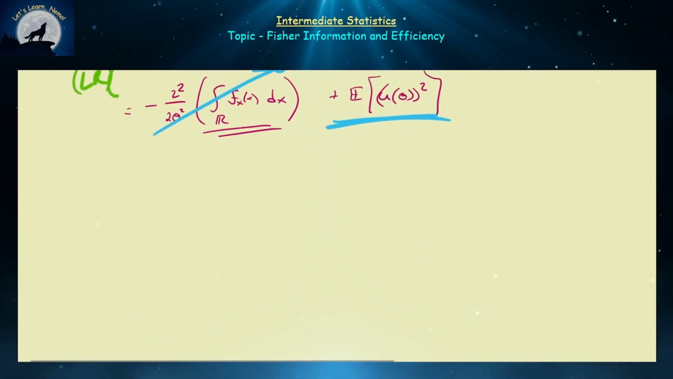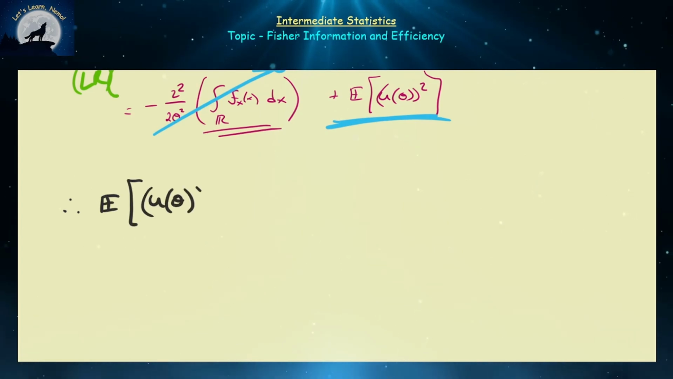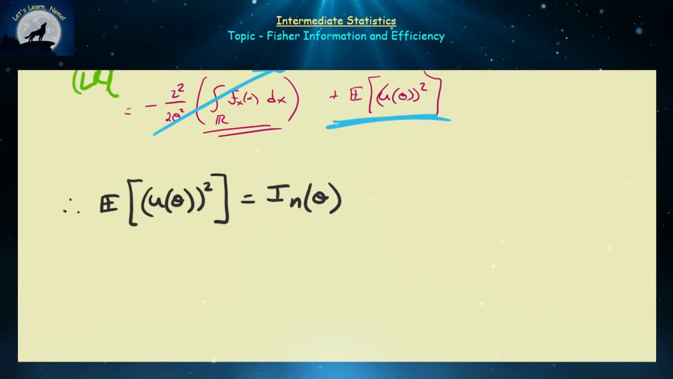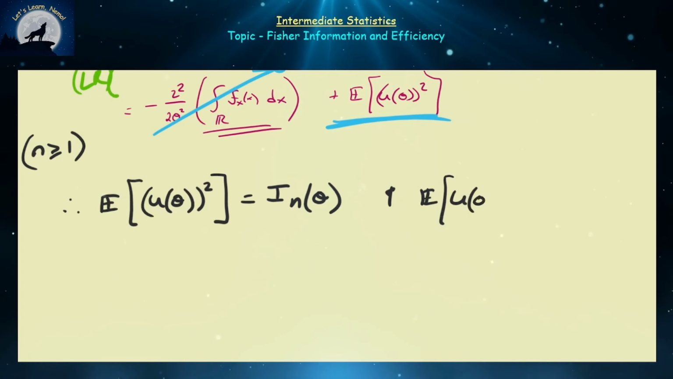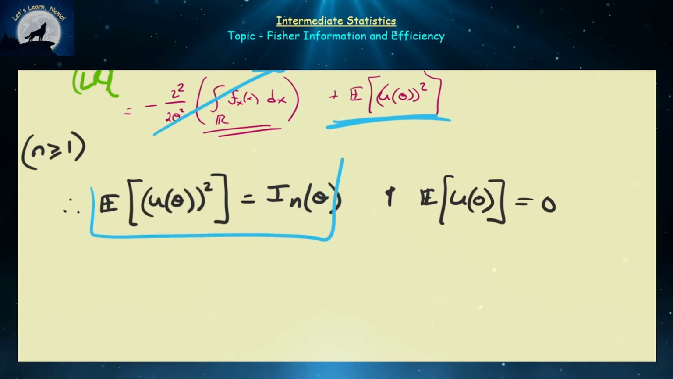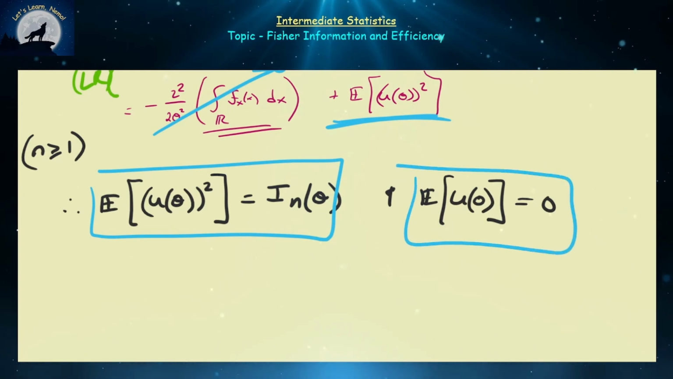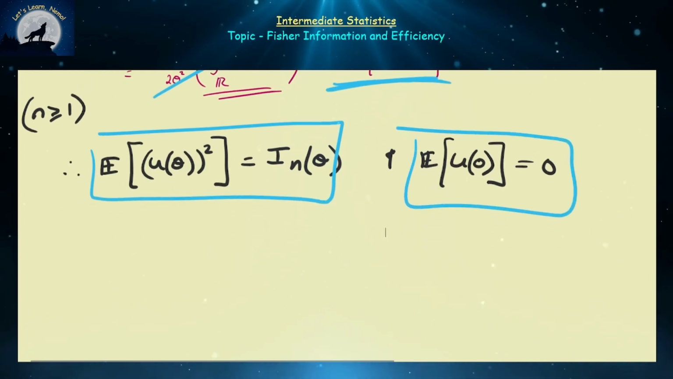So isn't that actually kind of strange? So the second moment of that is equal to the Fisher information for that. And it's also true for n also. It's also n for n greater than or equal to 1. And we also have that the first moment of the score function was equal to 0. So we've proven these two very interesting, potentially useless, but nonetheless interesting results for the score function.